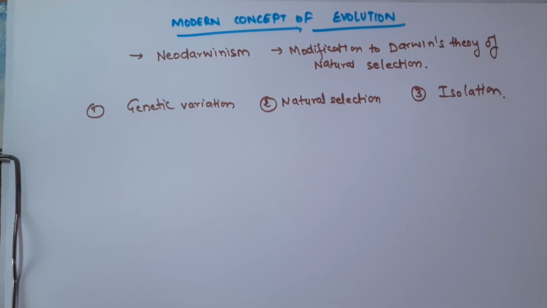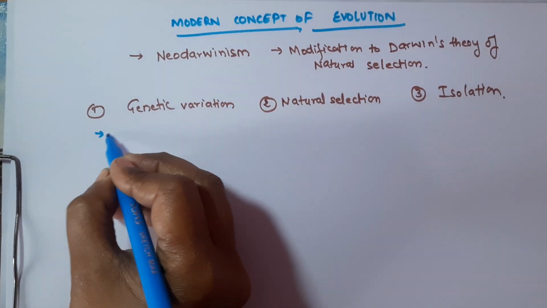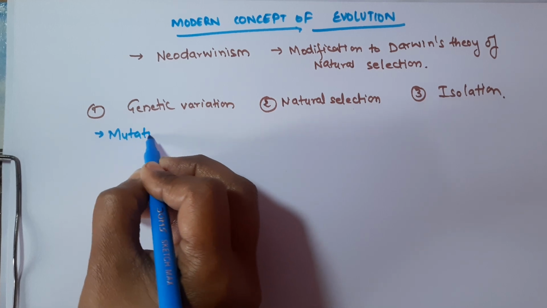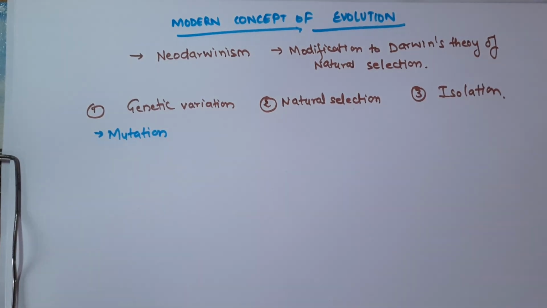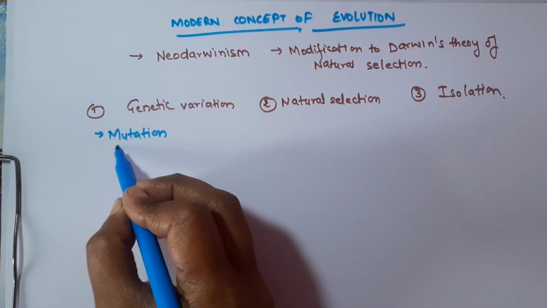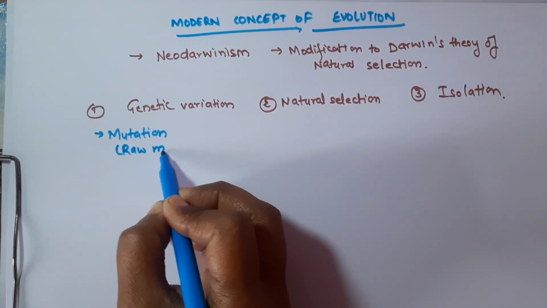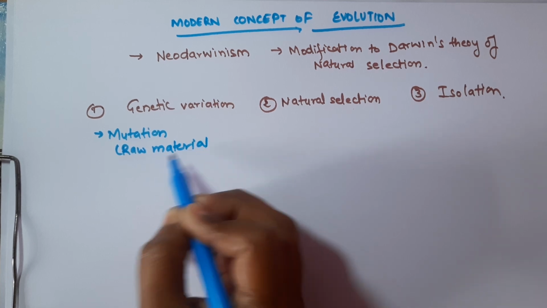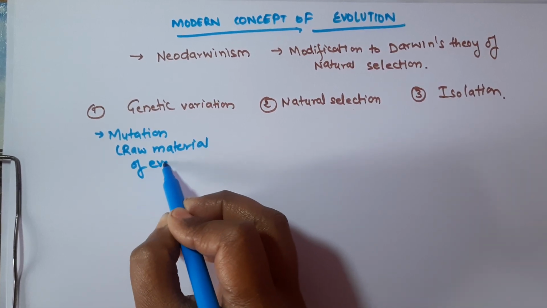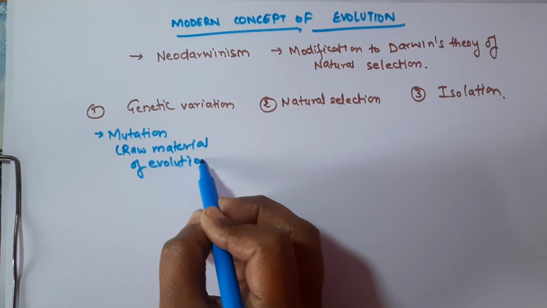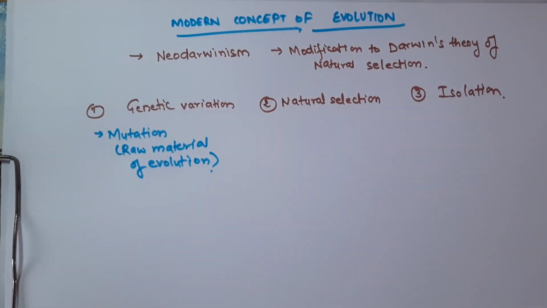Genetic variation occurs in different ways. The first is the mutation. Mutation is a heritable trait, so it is considered the ultimate source of the biological changes, and it serves as the raw material of evolution. Why is it considered the raw material of evolution? Because these changes arising due to the mutation in the gene are heritable. That's why it is called the ultimate source of biological change.